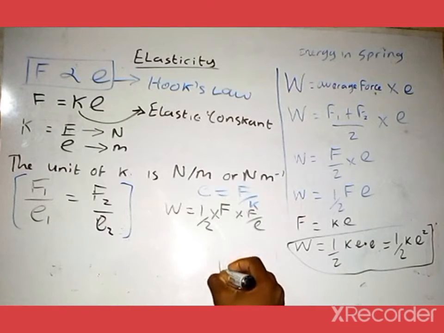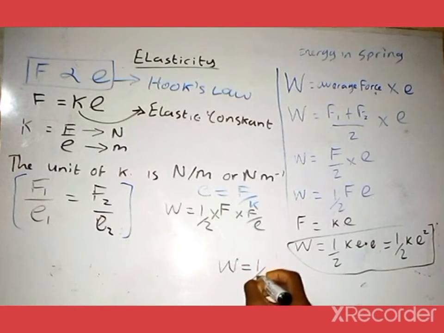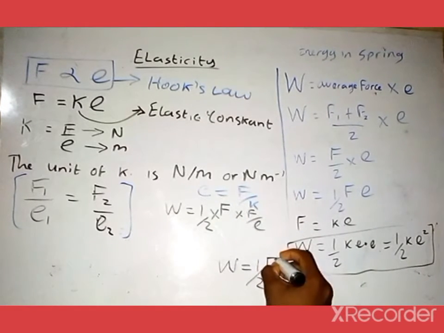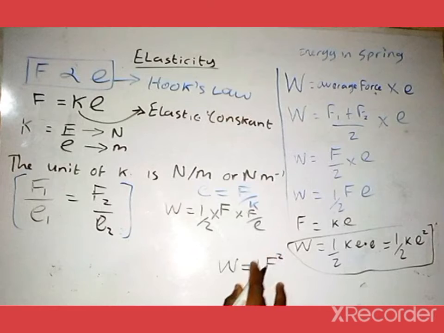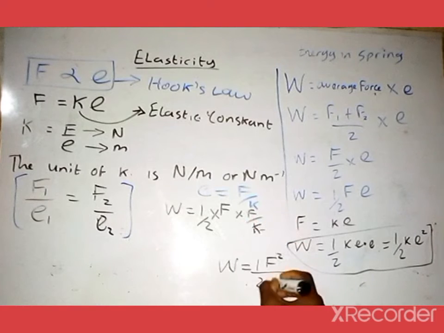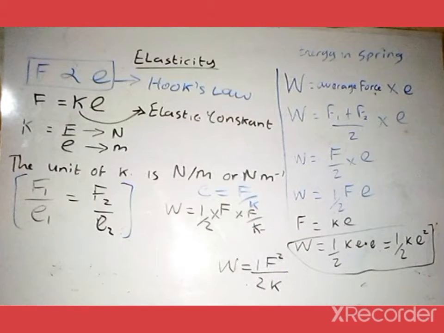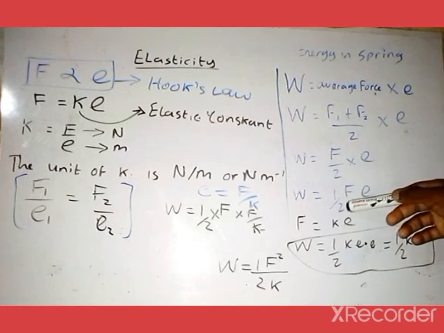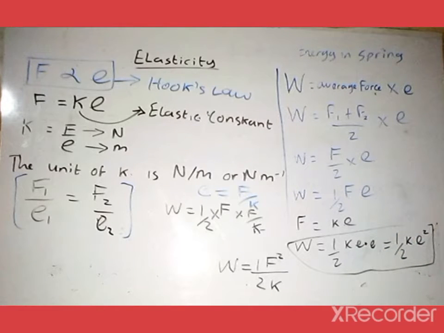Then we have W, which is our work, is now equal to 1 over 2 times F square over K. So now we have three formulas for work done here: 1 over 2 F square over K, or F square over 2K; we also have 1 over 2 Ke square, and we have 1 over 2 Fe. So these three formulas we can use for work done in extension of a spring.